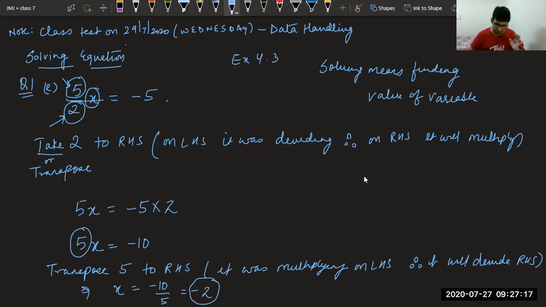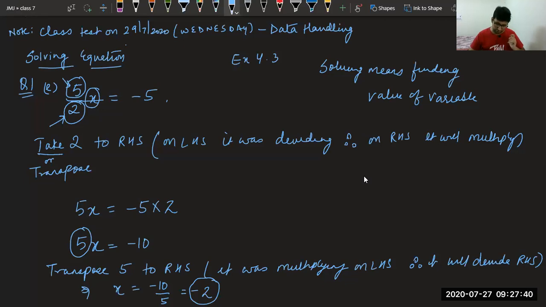I hope it is clear. Yes, Vivan, we can take. If you have understood this thing, I will tell you a short way also. We have taken first the 2 and then the 5. I will tell you the whole fraction can also go to the right side. It is not an issue. I will tell you how.